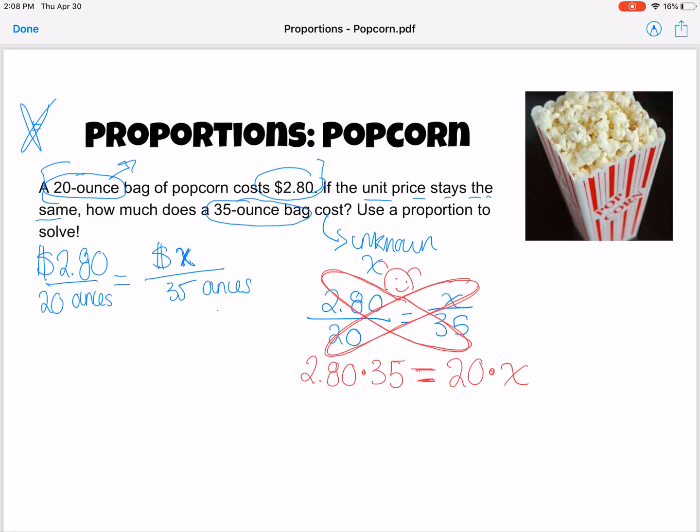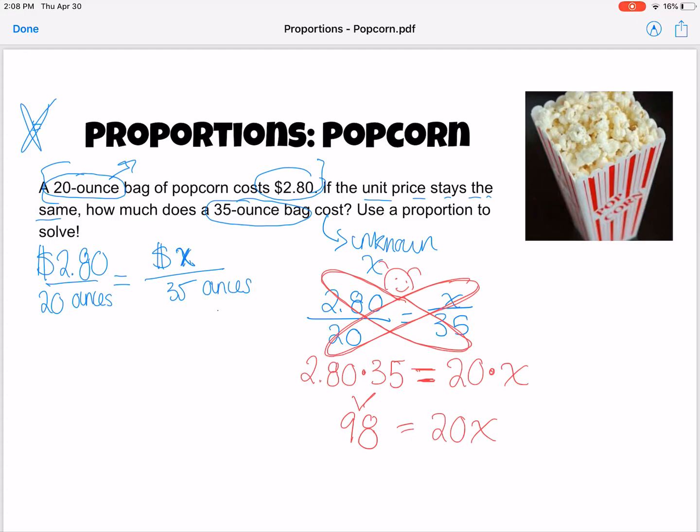So this step here is super important. It's where we multiply all the things in our wings. And now we can go ahead and multiply. So 2.80 times 35. You can plug that into a calculator and you'll get 98. You'll get 98 on the left side equals 20 times X. That's just 20X. You can just get rid of the dot there.